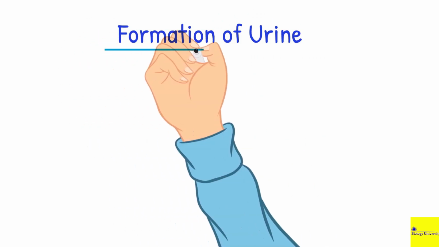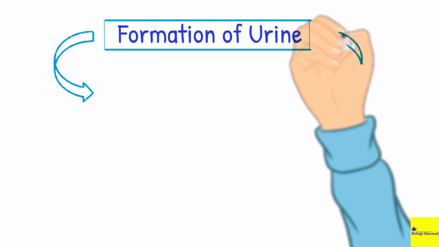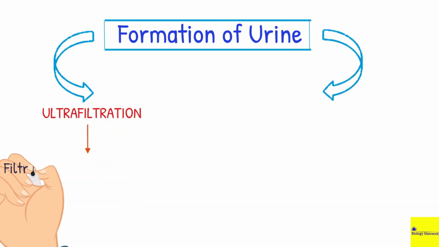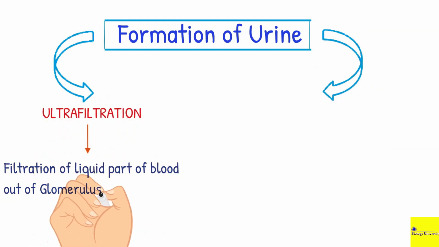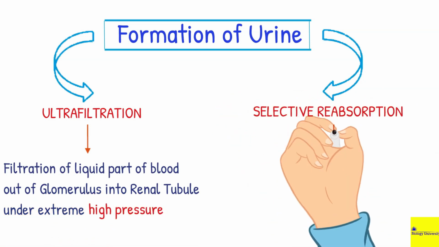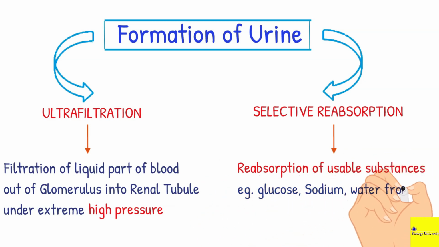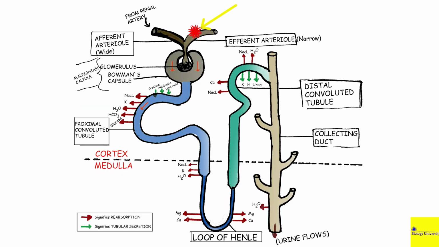Formation of urine occurs in two major steps. Ultrafiltration of the liquid part of the blood out of the glomerulus into the renal tubule under extreme high pressure, and selective reabsorption of usable substances such as glucose, sodium, water from the glomerular filtrate. The efferent or the outgoing arteriole is narrower than the afferent or the incoming arteriole. This causes the blood to flow under great pressure through the glomerulus.